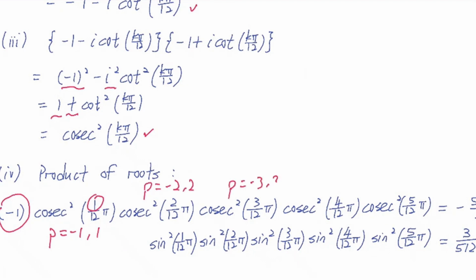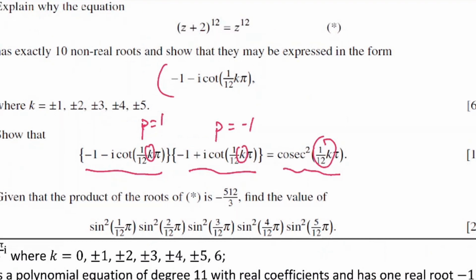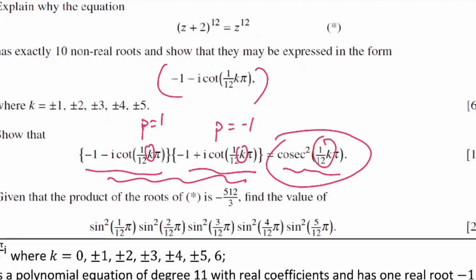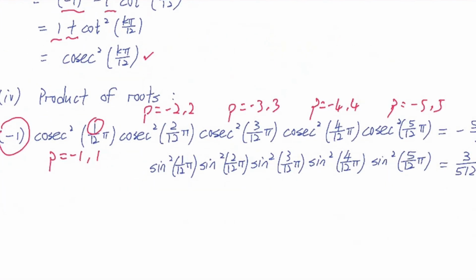P equals negative 3 and 3, negative 4 and 4, negative 5 and 5, because we already multiplied the roots together. Okay, we multiply the roots together like this, and we are getting all the cosecants. From then, we can just tidy up a little bit, flip it and cancel out the negative there. So we actually have this result, or the sine square, 1 over 12 pi, and so on. For this, it will be 3 over 512.